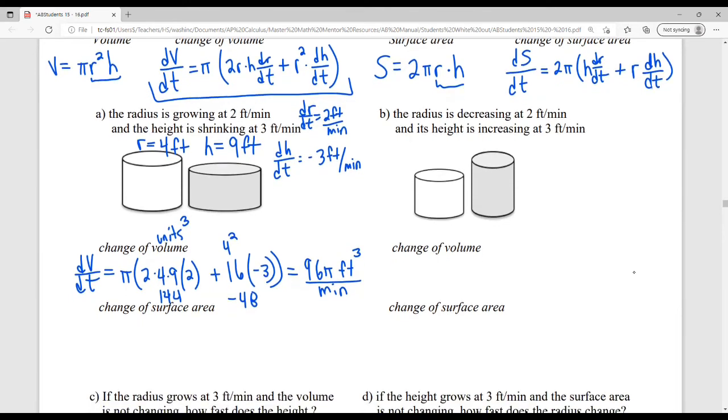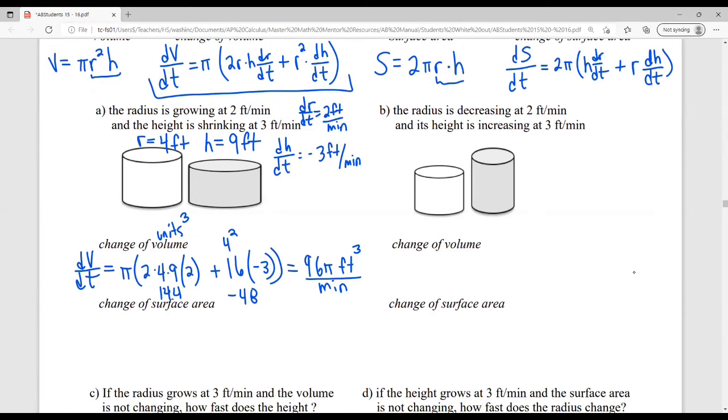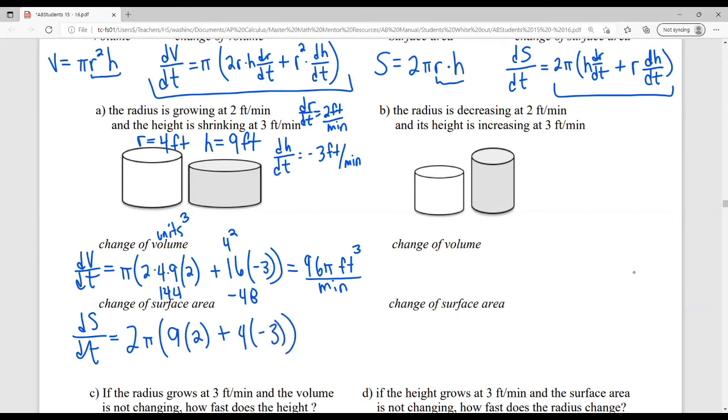To change the surface area, we're going to do the same thing. We get dS/dt. I'm not going to write the formula over again. We're just using the same formula as before, this one over here. So we get 2 pi times the height, which is 9 feet, times dr/dt. How is the radius changing? The radius is changing at a rate of 2 feet per minute, plus the radius is 4 feet times how is the height changing? The height's changing at a rate of -3 feet per minute.